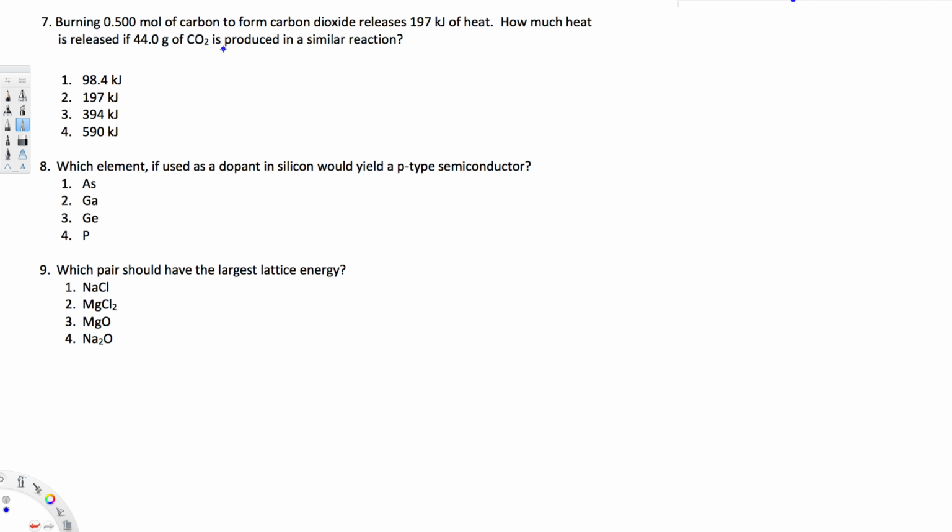So the equation related to this is going to be carbon plus oxygen giving us carbon dioxide. Here carbon is going to be solid and oxygen is going to be gas, and carbon dioxide is going to be gas, right? Now this is already balanced because we have two oxygen, one carbon, one carbon. Now let's see. From this reaction they are asking how much heat is released if 44 grams of carbon dioxide is produced.